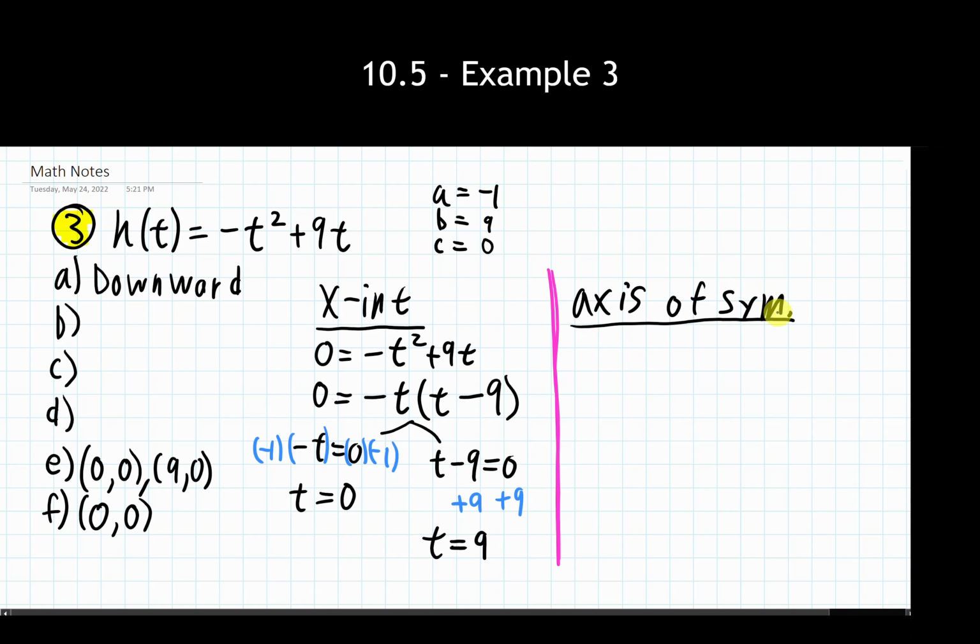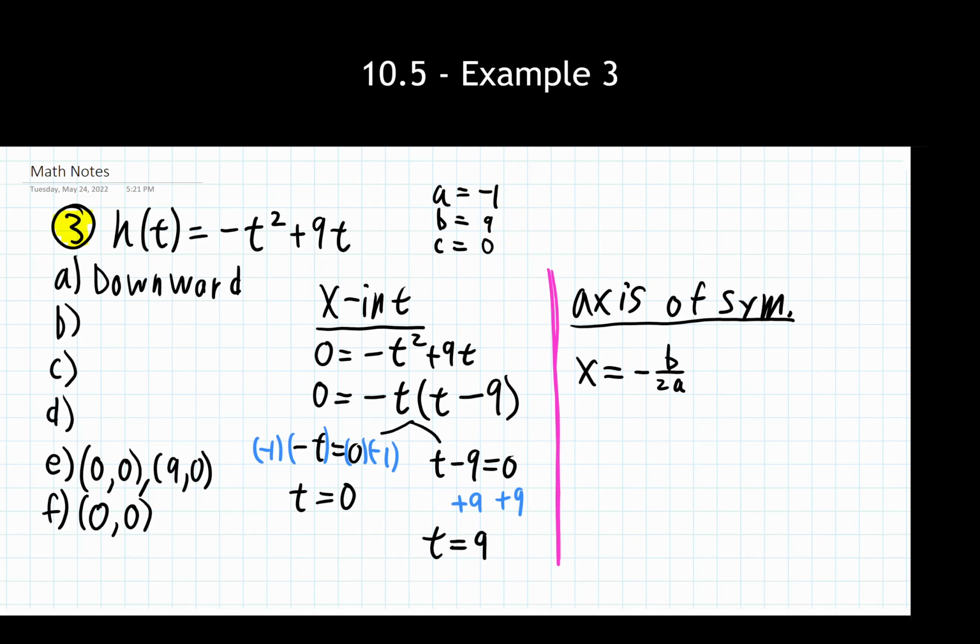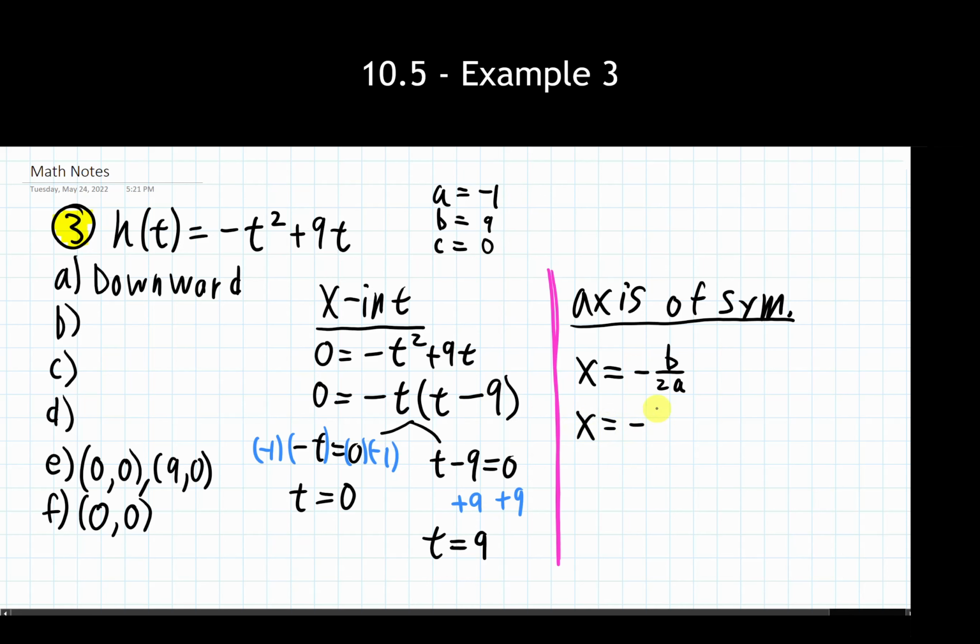Axis of symmetry. Remember, that uses the equation x equals negative b over 2a. Thankfully, I do have my a and b values listed up here. Awesome. I can just write and plug those things in. So I have b is 9, I have a is -1, plug that in there. I'm getting x is equal to -9 over -2. I have a negative and a negative showing up here. These two negatives make a positive. So I'm getting x is equal to 9 over 2 for my axis of symmetry. Okay, can plug that in for our final answer here.